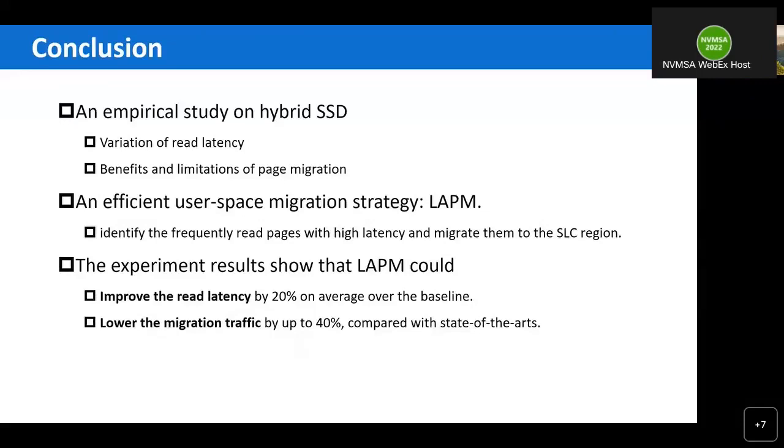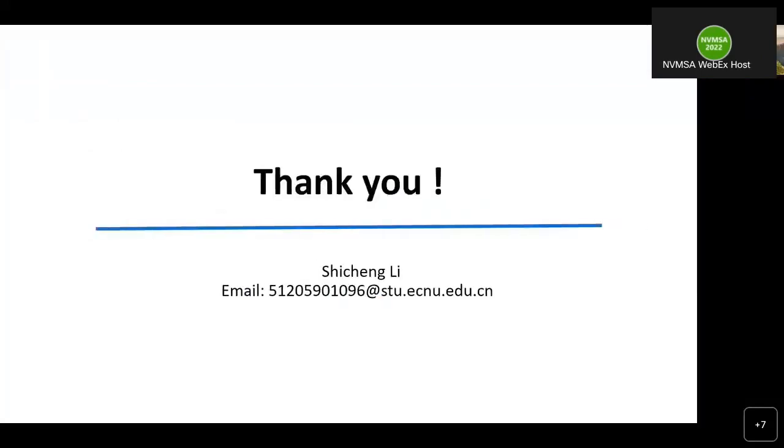We implemented LAPM and conducted experiments on a real hybrid SSD. Results show that it can achieve encouraging performance at different queue depths. That's all. Thank you. Please feel free to ask any questions.